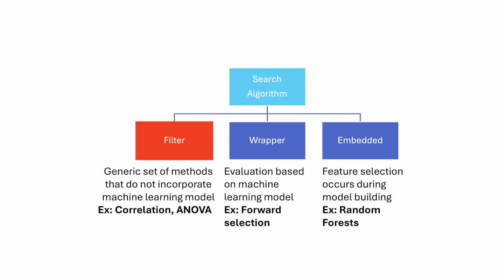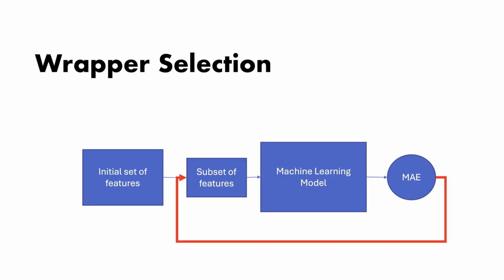And then we have the wrapper methods. These methods evaluate subsets of variables which most contribute to the predictive model. So the predictive model is here used to assess if the features are good or not. Conversely to filter methods, they are, like I said, based on a machine learning model. Common algorithms include forward selection, backward elimination, and recursive feature elimination.